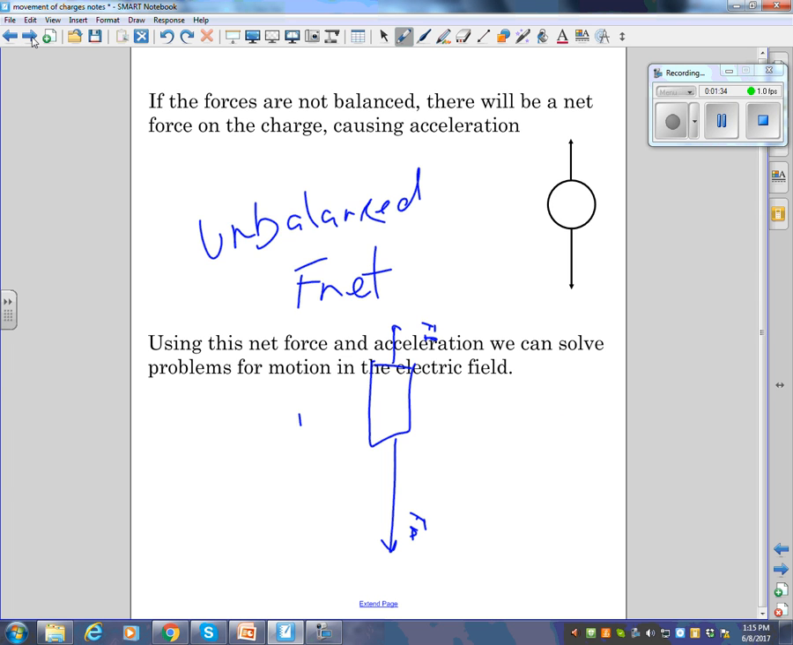Okay, so if the forces are not balanced, there will be a net force on the charge causing the acceleration. If it's not balanced, that means that the forces are unbalanced, and there is a net force that is greater than zero, right? Is the bottom one bigger here? Let's make it obviously bigger. So in this particular case, the weight force is substantially more, which means it's going to accelerate down.